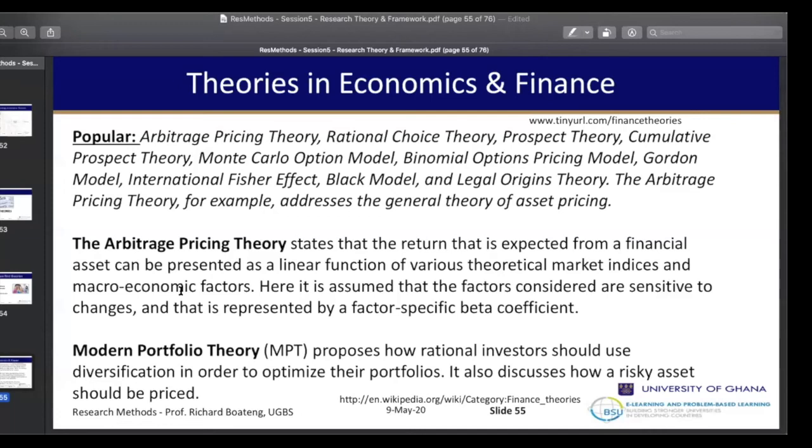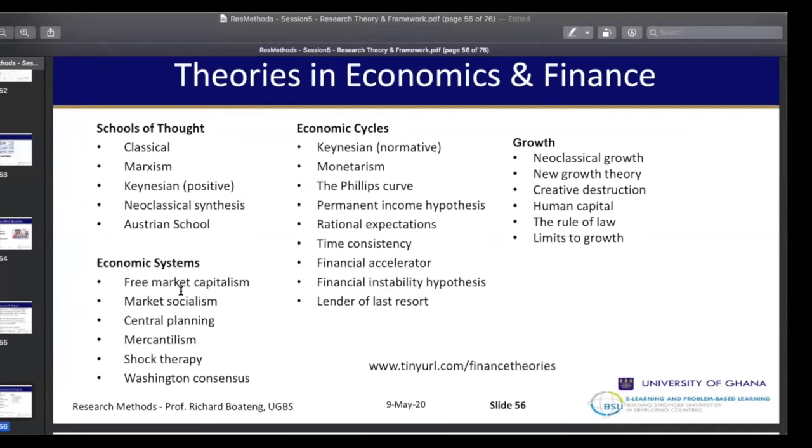There are theories in economics which are also categorized based on what they are doing. These are the boundaries. Some of them are schools of thought, like Marxism, Keynesian, neoclassical, Austrian school. These are all schools of thought, but they are used as principles for explanation. That's why they are called theories. Then economic systems like capitalism, free market capitalism, market socialism, central planning, mercantilism, shock therapy, Washington consensus. These are all existing economic systems.